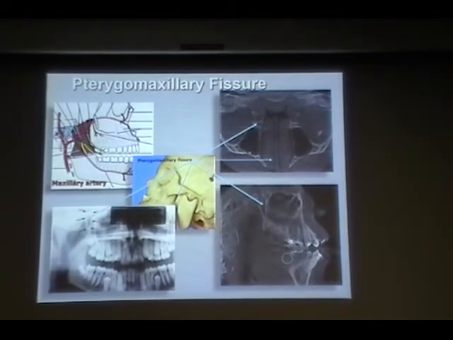Maxillofacial. We talked about this one briefly. So here you're going to see the maxillary artery, and it's a teardrop shaped structure. I think I put a video, right? In that video you have a little more discussion.